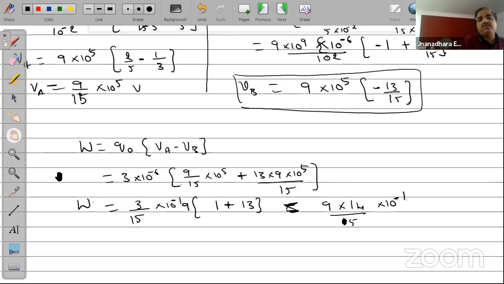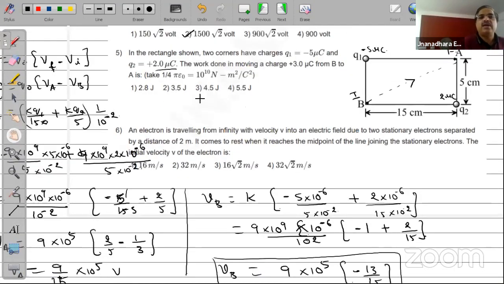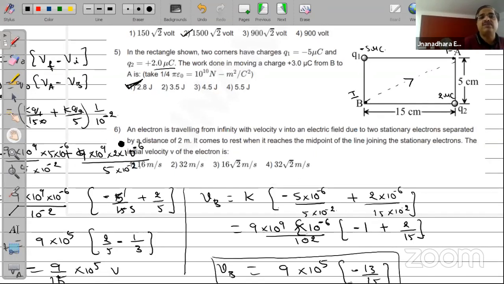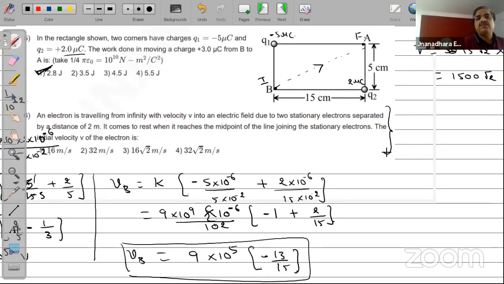Okay, quite a lot of things to be done, but can't help. This is how you can actually work out. And then find out that for the fifth one, the answer turns out to be 2.8 joules. Simplification is there, can't help. This is of a little higher order, but it's not a tough problem, it's a lengthy problem. Okay, and you may have these kinds of lengthy problems, especially in the mains examination. CET also sometimes they can always ask.